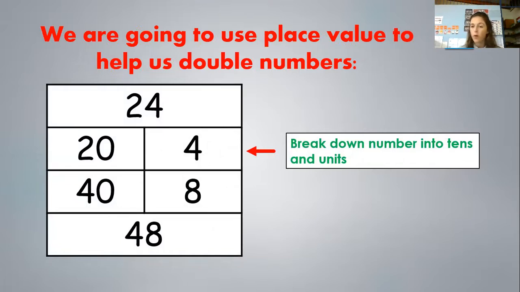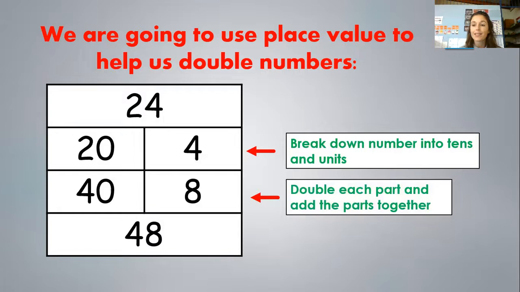So we're going to break 24 up into its tens and ones, and we can see that 24 is made up of a 20 and a 4. You cannot say it's made up of a 2 and a 4. Because remember, that first section is in the tens column, so that's actually a 20. So we've got a 20 and a 4, and it's broken up. That's your first step. And our next step will be to double each part and then add them together.